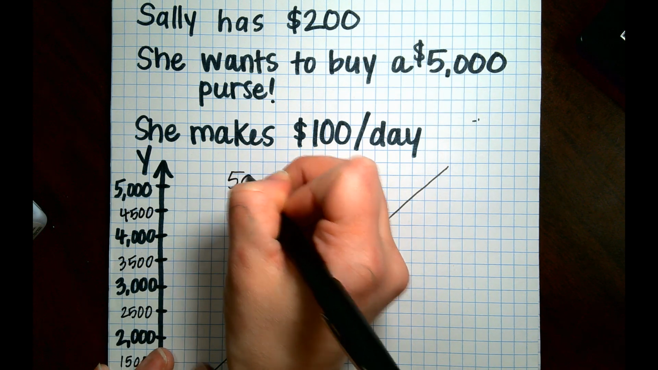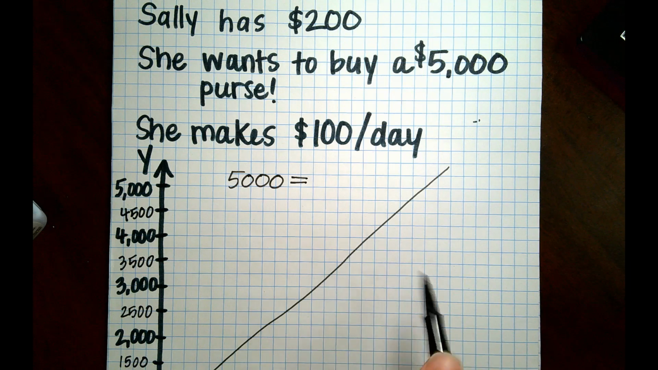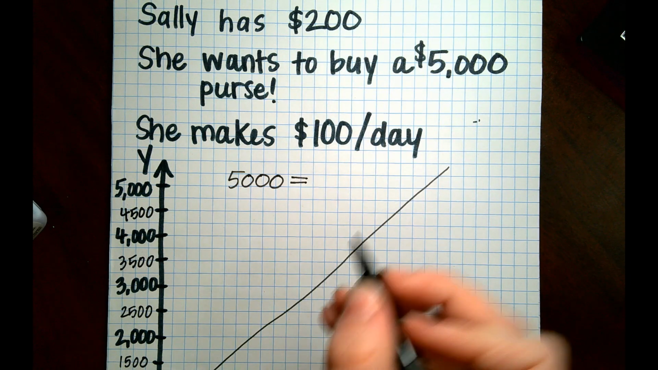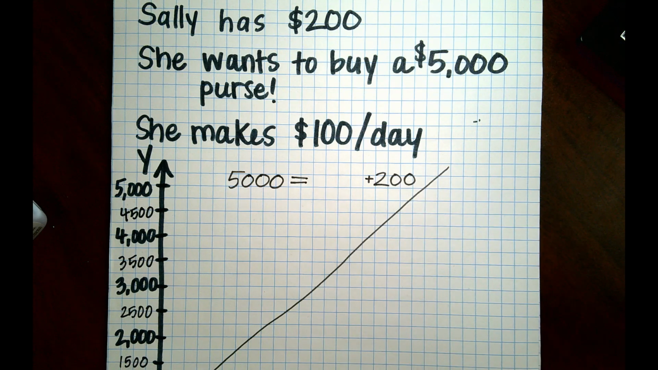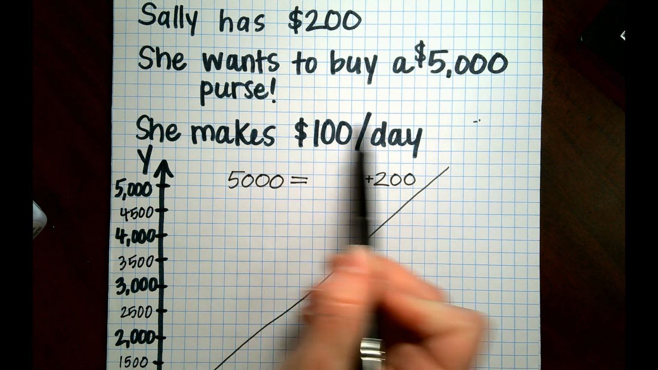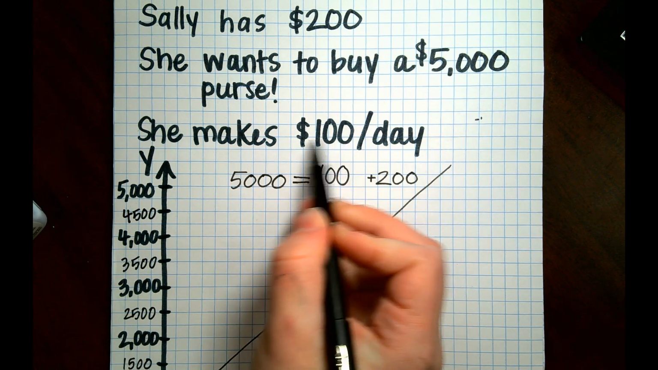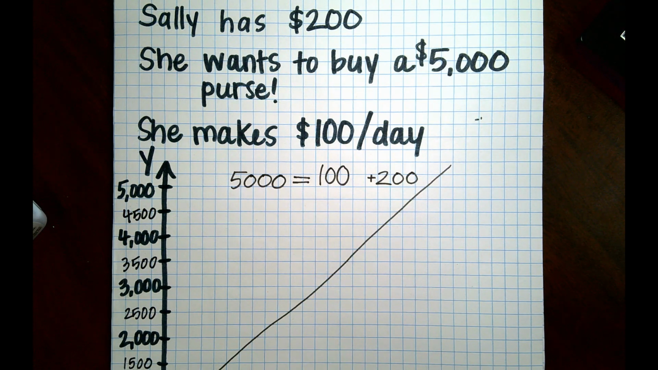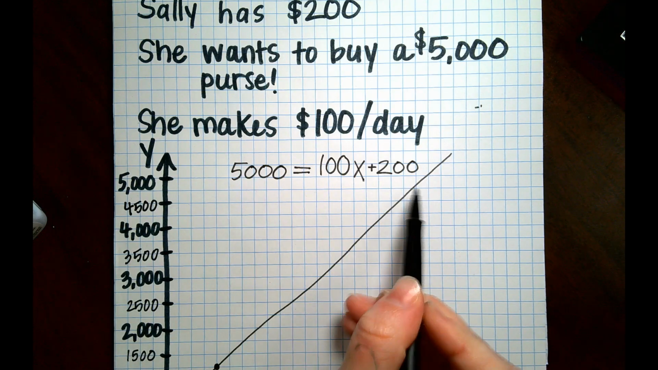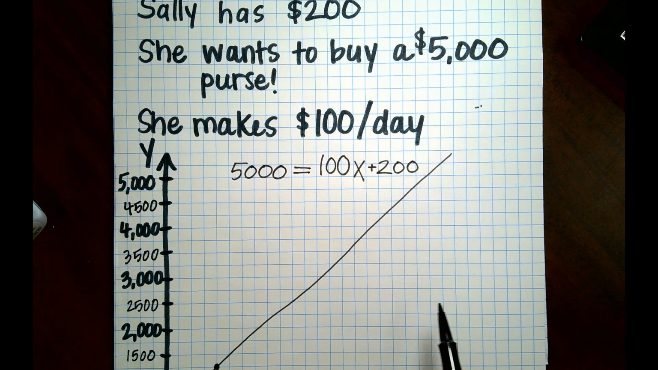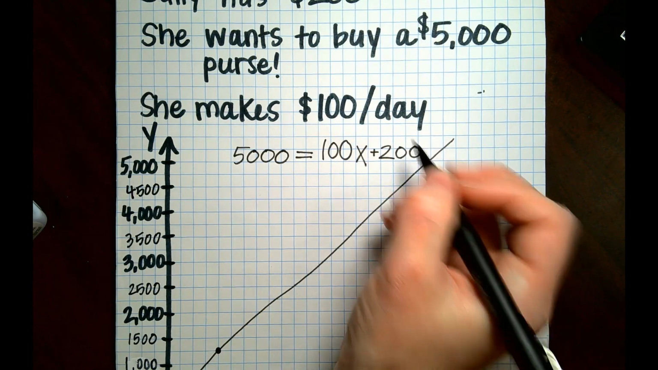$5,000 is the goal. So I'm going to write $5,000. That's equal to 200 is my starting. So that's my y-intercept. So plus 200. And then she makes $100 a day. So this is the rate of change. This is giving me my slope. 100, and I'm going to put x. If I solve this equation for x, it's going to tell me how many days it's going to take to get $5,000.